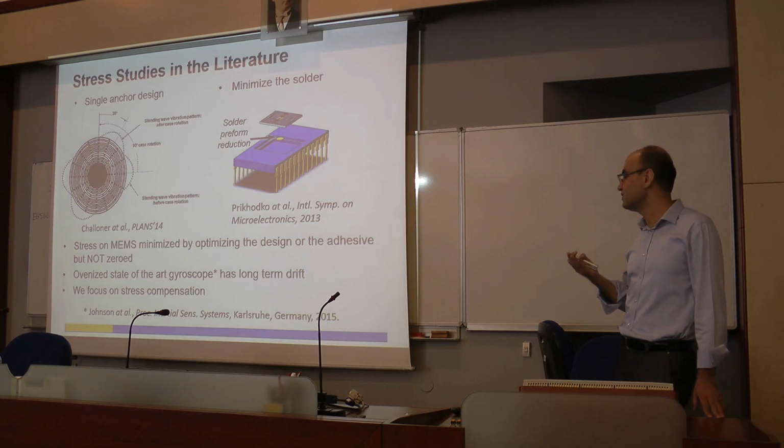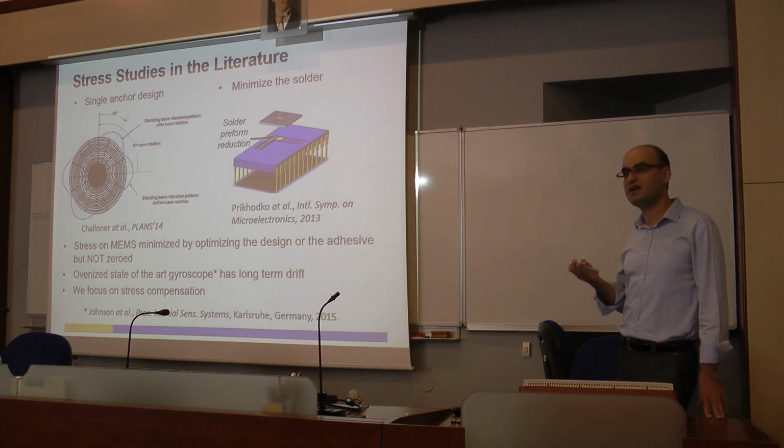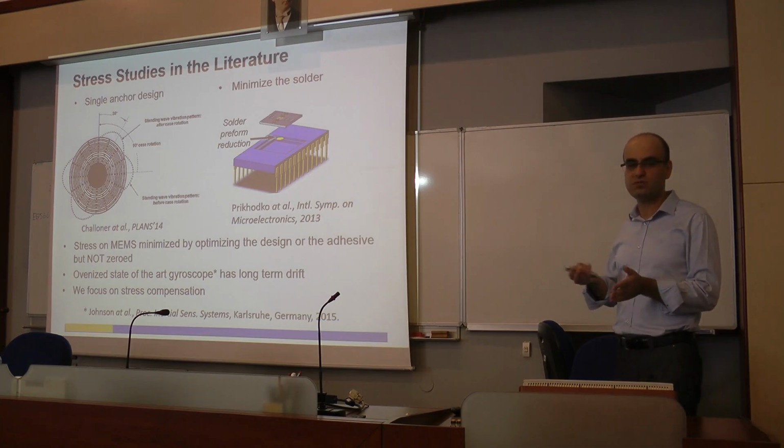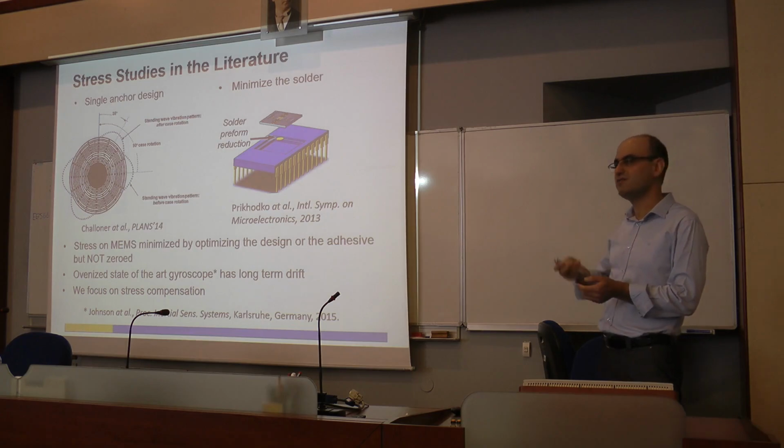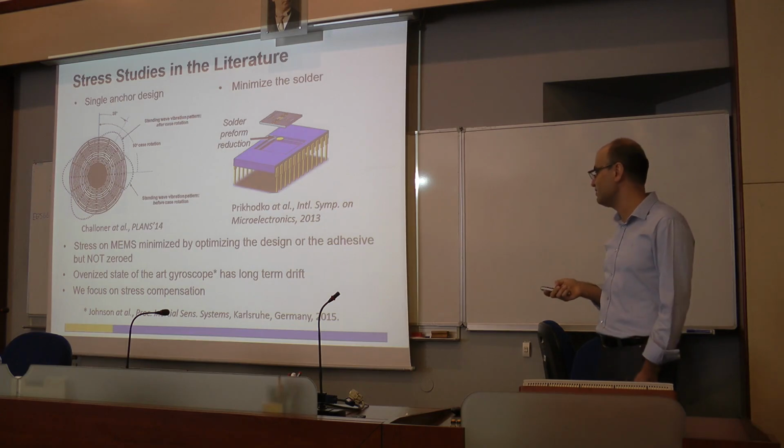But whatever you do, this or that, you may suppress it, yet the long-term drift, the problem that we are trying to solve, still exists. And even the state-of-the-art gyros have some sort of drift. By drift, I mean if you look at the Allan variance, and then in the long term, if you see an increase in the Allan variance, if it's U-shaped, then you have drift.